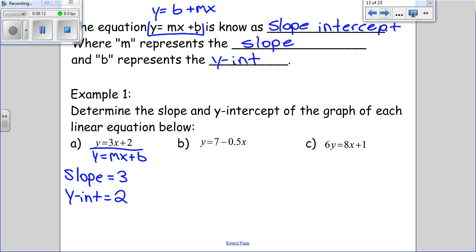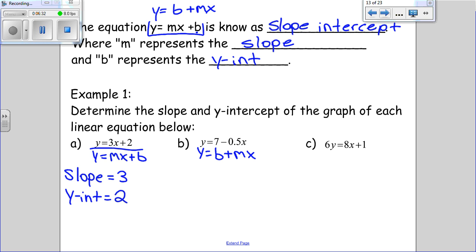They've reordered this thing. The trick is to realize that whatever number is being multiplied by the x, the one that's touching the x with nothing in between it, that'll always be your slope. The one that's either being added or subtracted that's kind of off by itself, that'll always be your y-intercept.